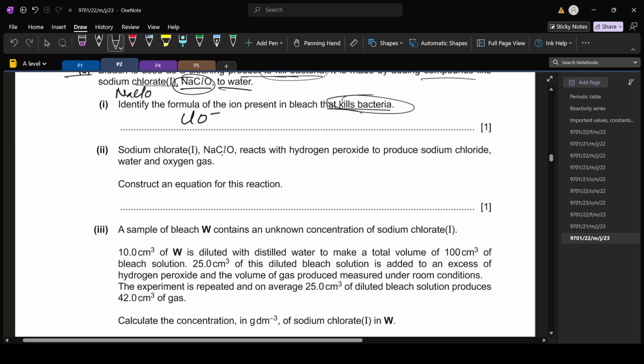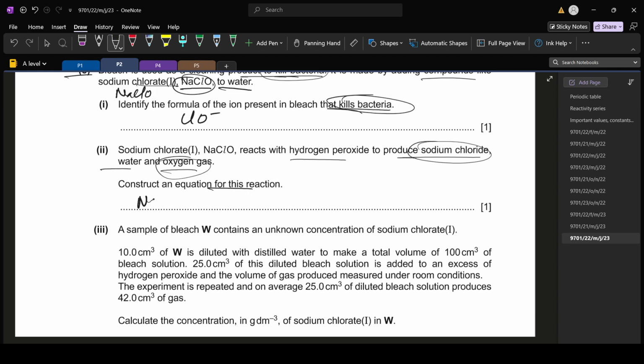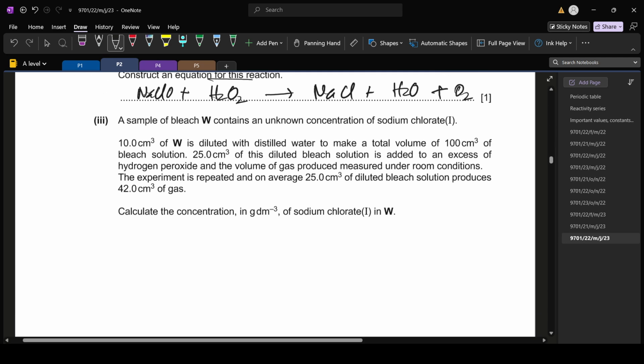Now sodium chlorate(I) reacts with hydrogen peroxide to produce sodium chloride, water and oxygen. So construct an equation for this reaction. So when this sodium chlorate(I) reacts with hydrogen peroxide, it forms sodium chloride, water and oxygen. This is your equation. Now this equation is already balanced. Okay. Now a sample of bleach W contains an unknown concentration of sodium chlorate(I).